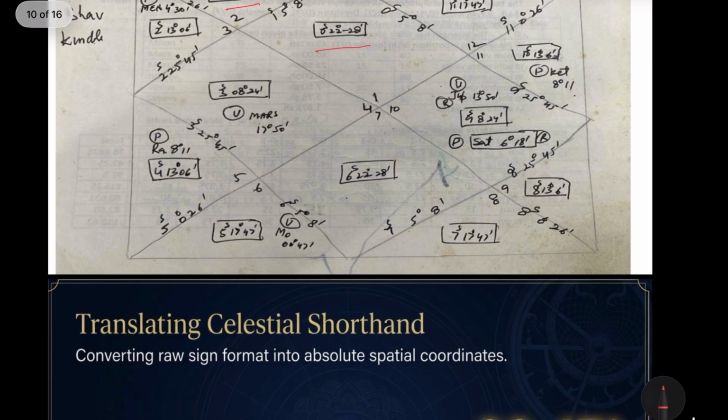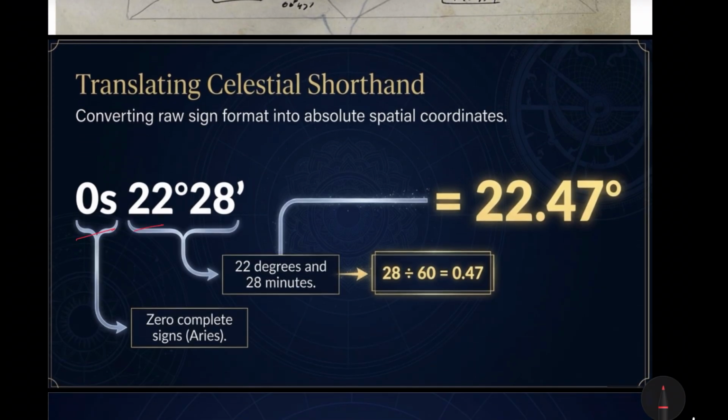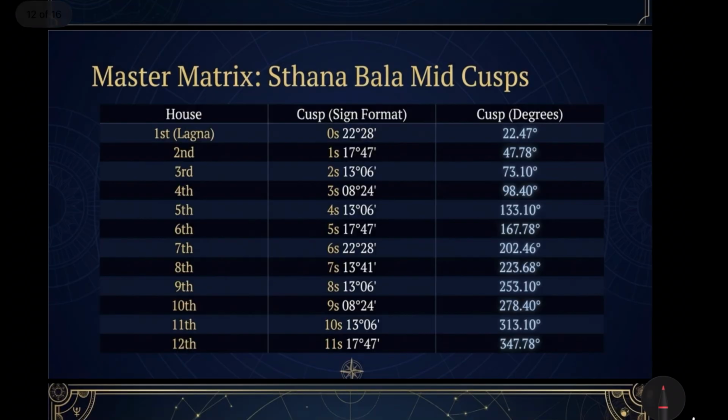Let's take an example of how we convert it. It is 0 sign 22 degree 28 arc minute. Since it is 0 sign, no sign has been completed in Aries, so we won't do anything there. For 22 degrees, we use it as is, and for 28 minutes, we divide by 60 to get the value in decimal. So we get 22.47 as the first house cusp. If we add 180 to it, we get the 7th house cusp. For the calculation, I have used the same chart and given the values for the different cusps, which we will use in our calculations for different planets.